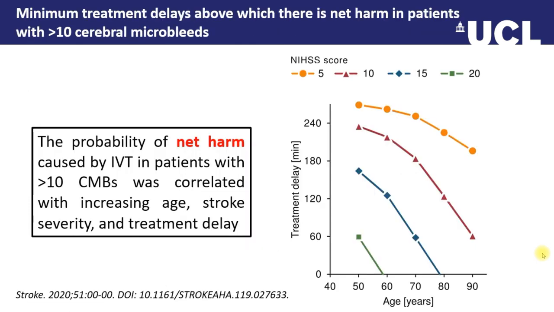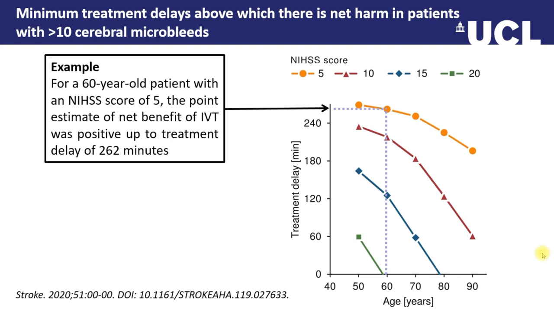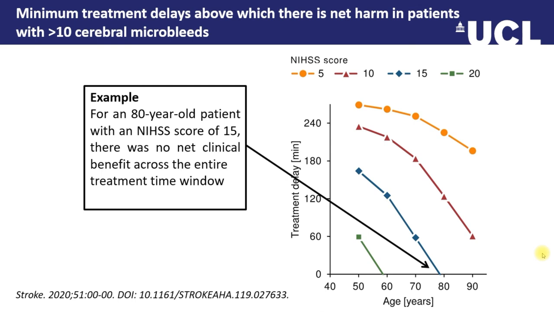This slide shows the minimum treatment delays above which there is net harm in patients with more than 10 microbleeds, and you can see that the probability of net harm increases with age, stroke severity, and treatment delay. This slide shows for a 60-year-old patient with an NIHSS score of 5, the point estimate for net benefit of intravenous thrombolysis is positive only up to a treatment delay of 262 minutes. But for patients older than 80 with severer strokes, there is no net clinical benefit across the whole time window.